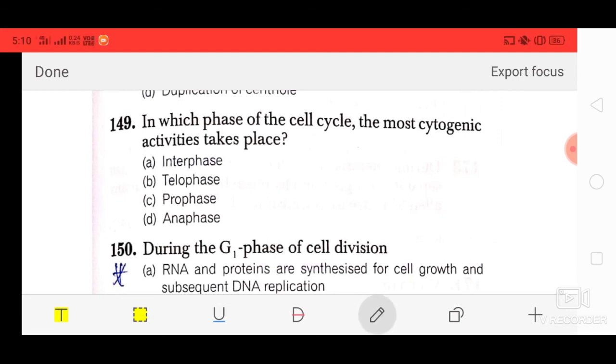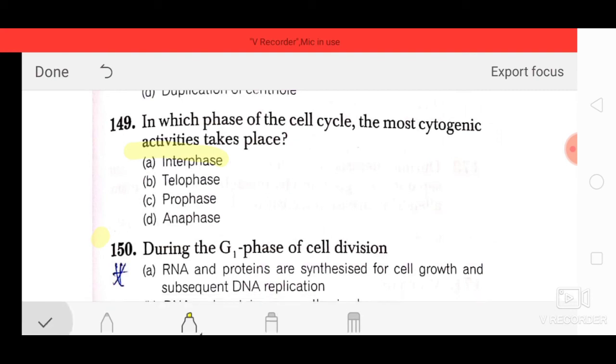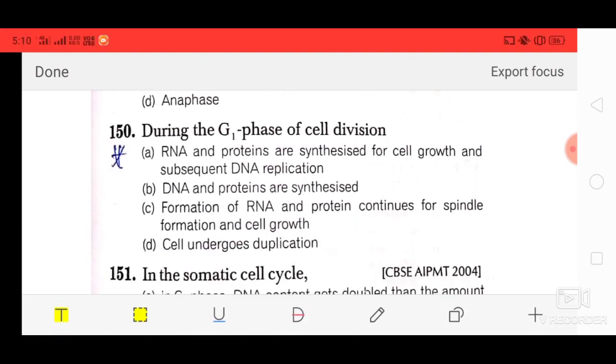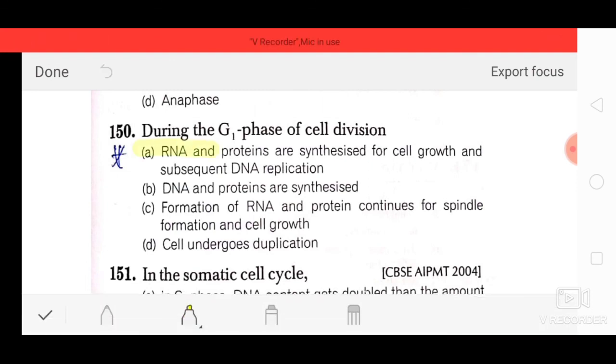Okay. Next is, during the G1 phase of cell cycle, A RNA and proteins are synthesized for cell growth and subsequent DNA replication. B DNA and proteins are synthesized. C is formation of RNA and protein continues for spindle formation and cell growth. D is cell undergoes duplication. And the correct answer of this question is option number A, that is RNA and proteins are synthesized for cell growth and subsequent DNA replication.